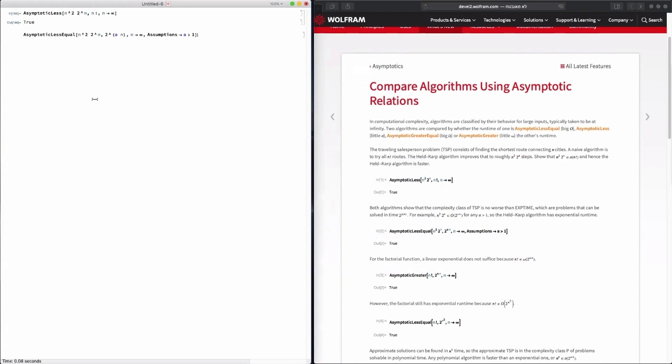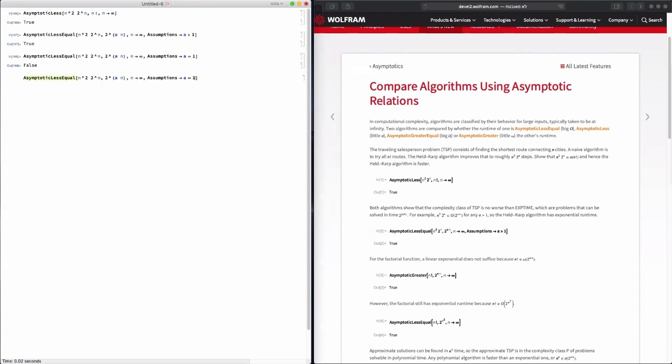They're in the same general complexity class called X-time, because if you compare n squared 2 to the n with 2 to the a times n, assuming a is greater than 1, it will tell you that these are big O of each other. Asymptotic less equal is big O. If I had said that a is equal to 1, it would say false, because clearly n squared 2 to the n grows faster than 2 to the n.